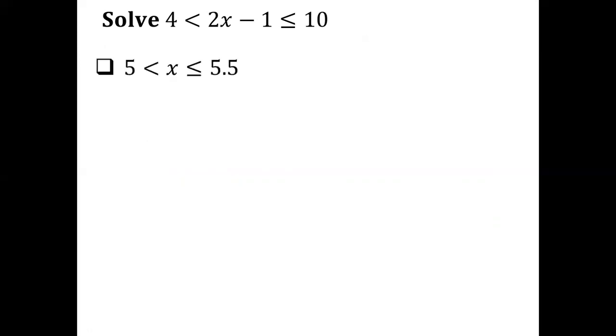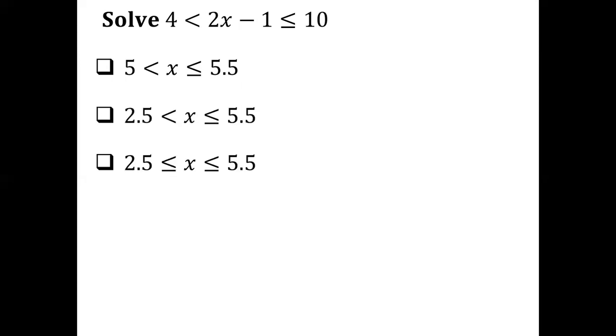So let's move on to the next question. Solve 4 is less than 2x minus 1 and less than or equal to 10. Now this is a compound inequality. The answer options for you are: 5 is less than x less than or equal to 5.5; 2.5 is less than x is less than or equal to 5.5; 2.5 is less than or equal to x less than or equal to 5.5; 2 is less than x less than or equal to 11. So let me start the timer for you. The time starts now.